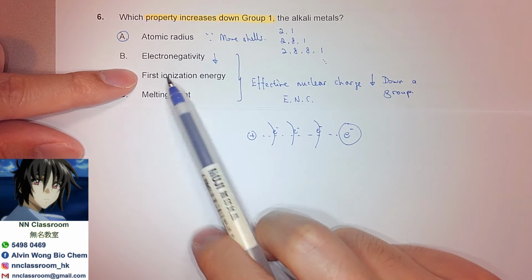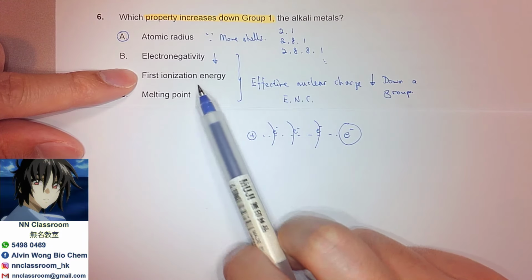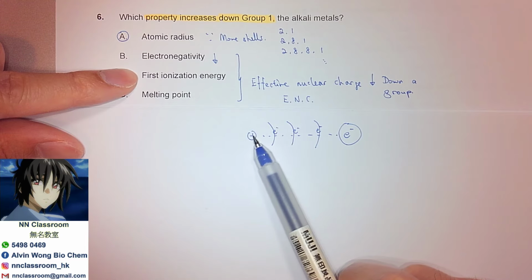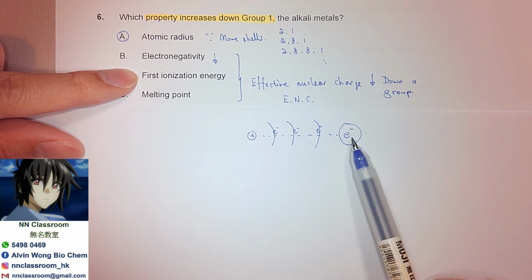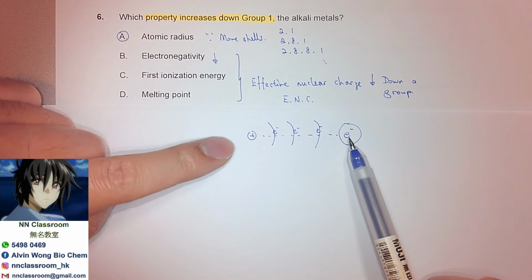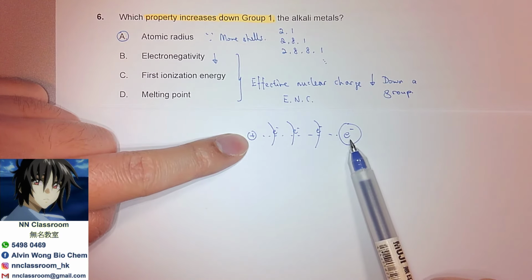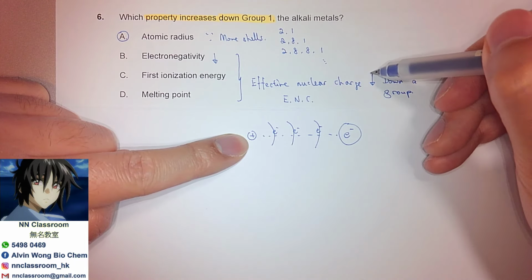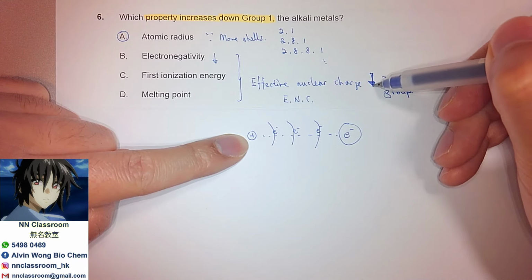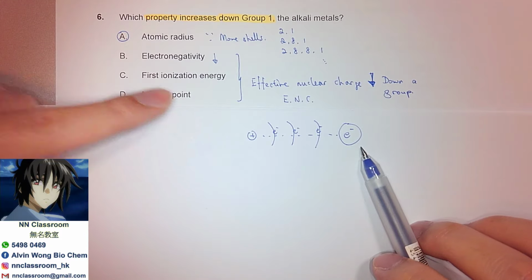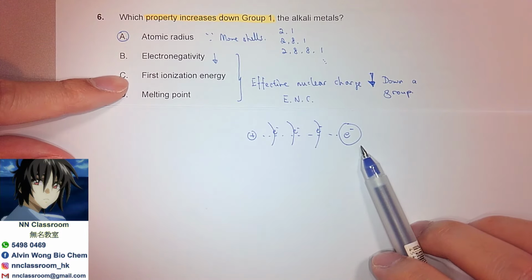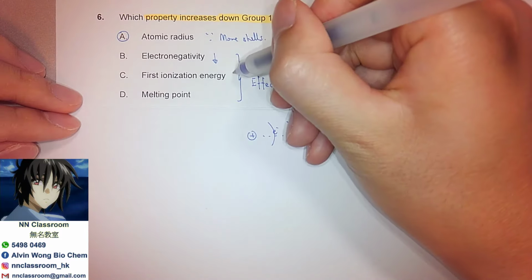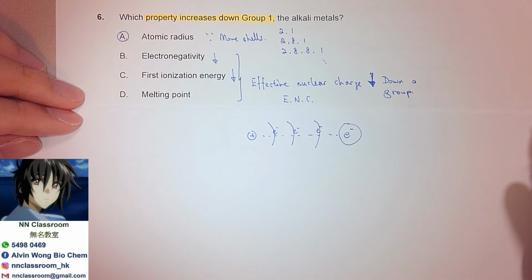And also, first IE is talking about the attraction from your nucleus to the outermost shell electrons, right? The stronger the attractive force, the larger the first IE. So in this case, as the effective nuclear charge is decreasing down the group, we should expect it will be getting easier to remove the outermost shell electron as you move down the group. So that's why the first IE is decreasing.